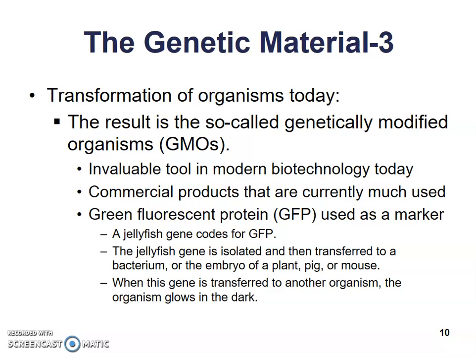Okay, scientists are using green fluorescent protein as a marker. They put that into an organism because it's easy for them to make sure that it ended up where they wanted it to. It comes from jellyfish. The jellyfish gene is isolated and then transferred to a bacteria or the embryo of a plant, pig, or mouse. When the gene is transferred to another organism, the organism will glow in the dark. Scientists have actually created glow-in-the-dark cats. It's pretty cool. If you have time, Google it. It's really interesting.